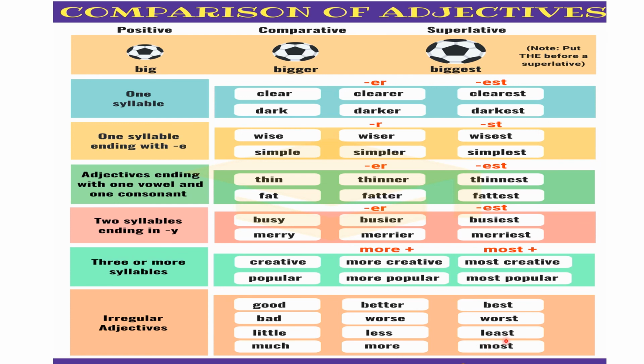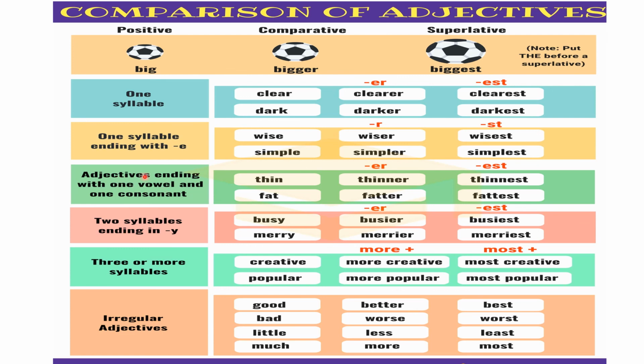This is the chart I have given you for your convenience. In this chart, all the rules are given on a single page. One syllable clean, cleaner, cleanest. Dark, darker, darkest is one syllable. एक बार में बोला clean, dark. And one syllable ending in e, silent e में होगा जैसे wise, और simple में we only add r and st. जो one syllable होते हैं उसमें er और est जोड़ते हैं, और the word which end in silent e we only add r and st because e तो इसमें already है.